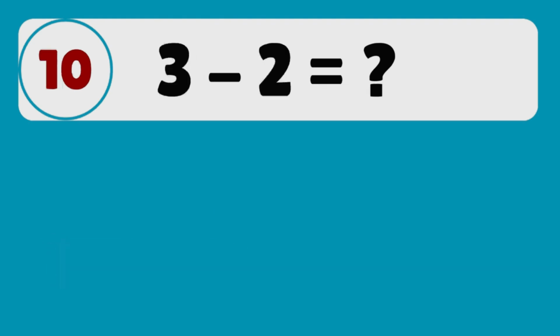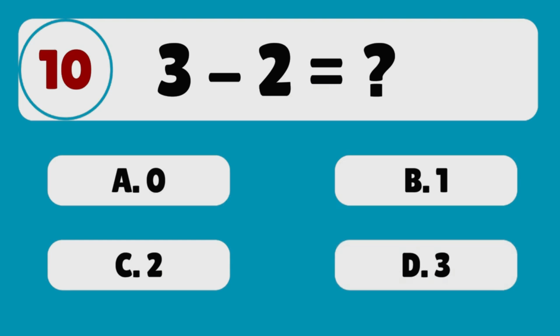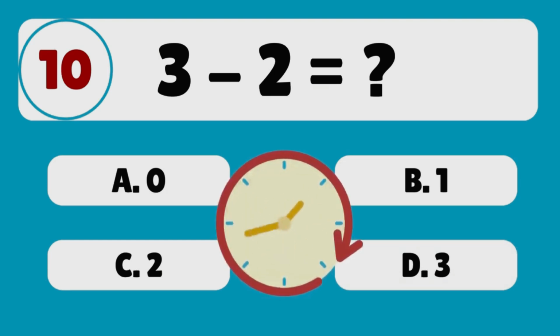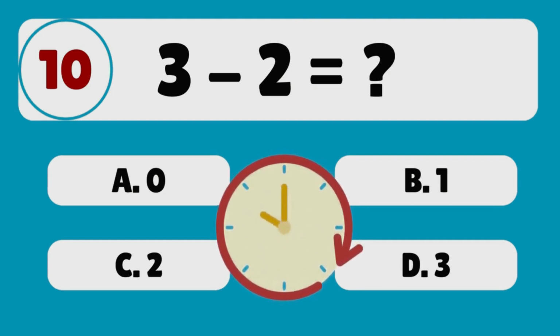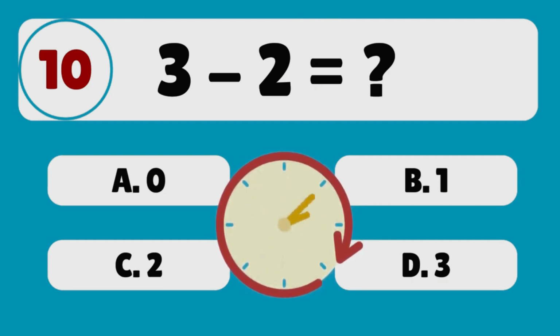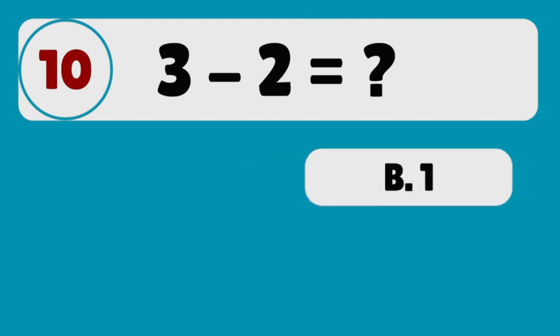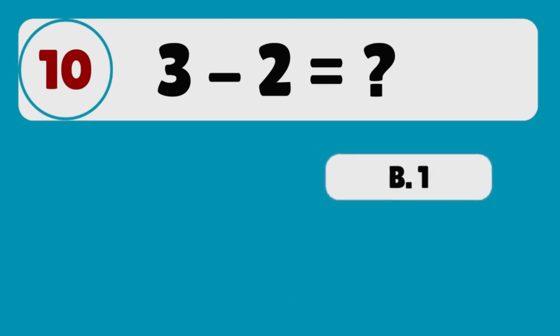Good job! Question 10. What is 3 minus 2? The answer is B. 3 minus 2 is equal to 1.